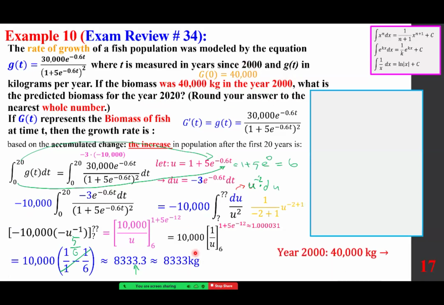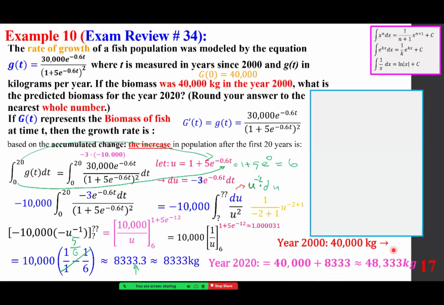Originally, in the year 2000, we had this much. They will be added. So year 2000, 40,000 kilograms. And in year 2020, we added this much. So the sum of the two is 48,333 kilograms in the year 2020.